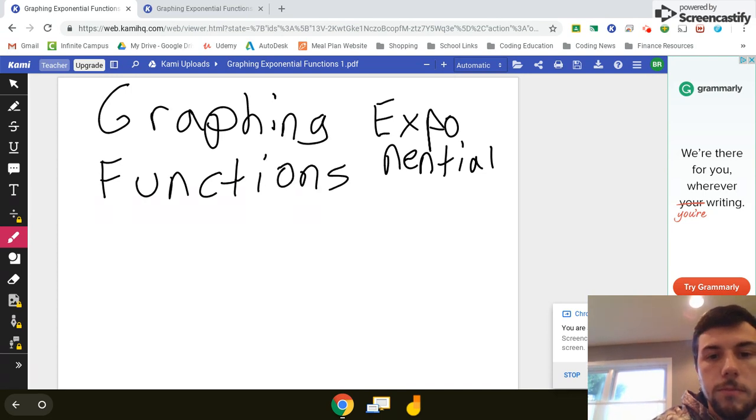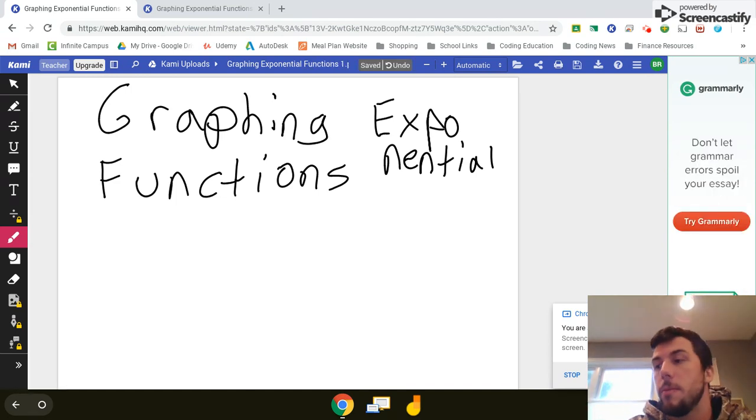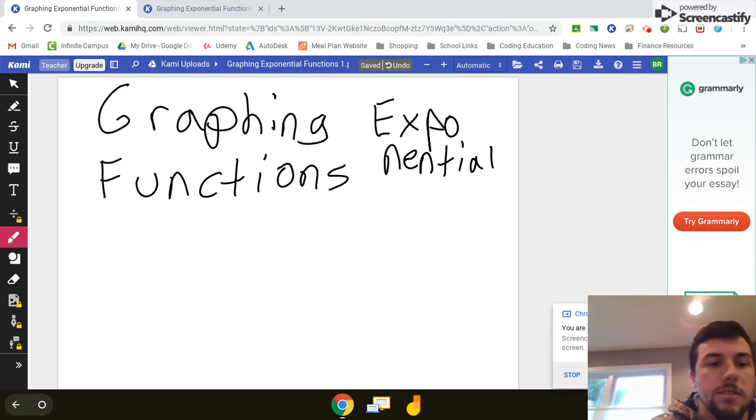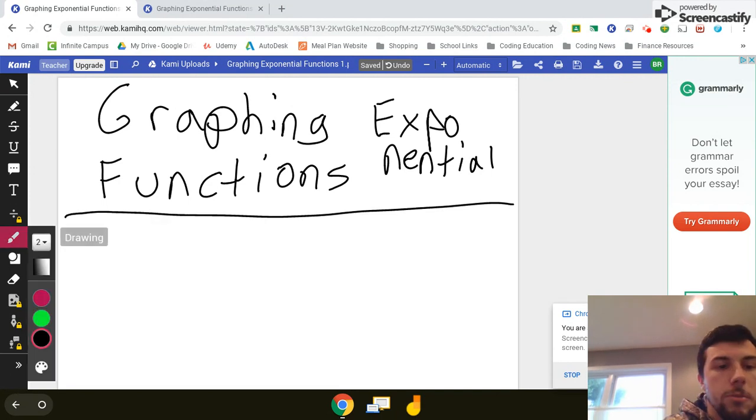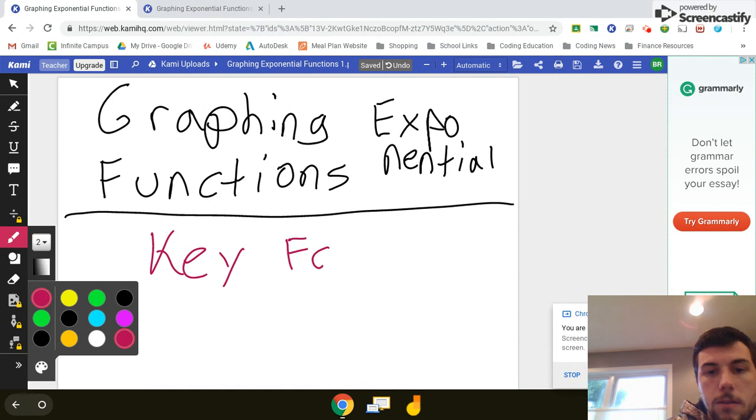Basically we're going to need some graph paper, so you're probably going to need to go over to the side of the room and get some. The only thing I'm going to write on this piece of paper, and then I'm going to switch over to this grid right here, is some key facts, some things that we have to do. I'm going to change colors. Here are the key facts to graph these scary exponential equations.